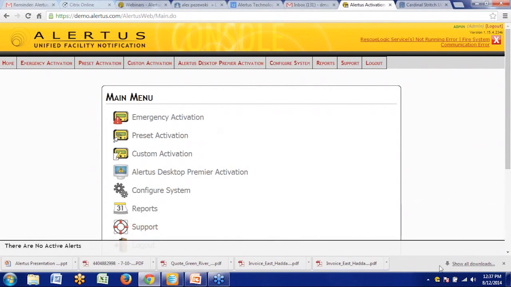The facility-wide intruder lockdown has been issued. Follow standard shelter-in-place procedures. More information to follow.